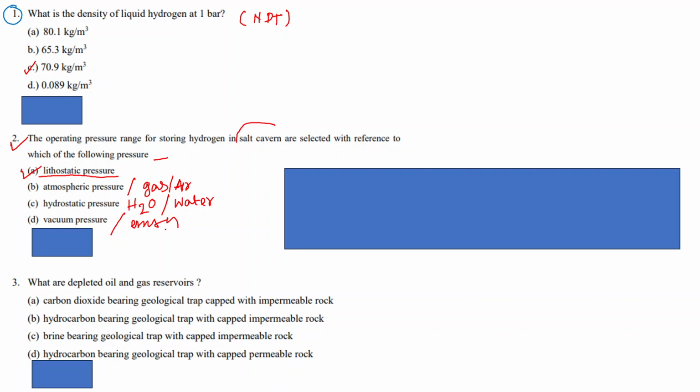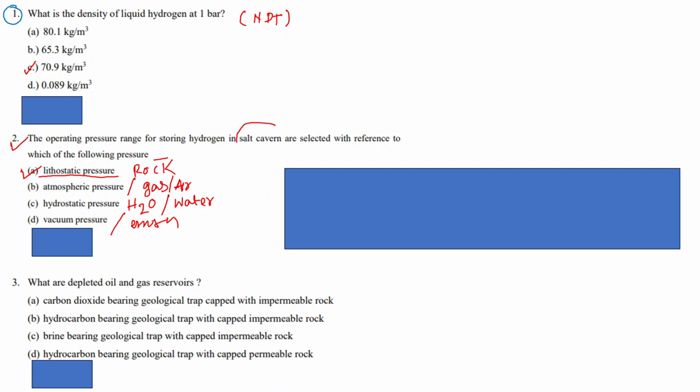Vacuum pressure is below atmospheric. I will come to these things later, but initially remember that vacuum pressure means there is nothing, vacuum conditions. Hydrostatic pressure means some pressure when surrounded by or below the water. Atmospheric conditions means the pressure measured in atmospheric air. Lithostatic pressure means it is in the rock, inside the rock.